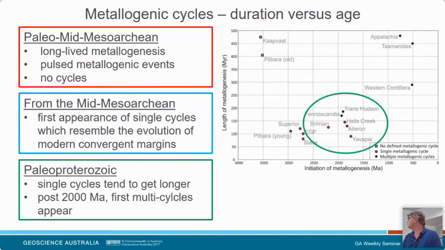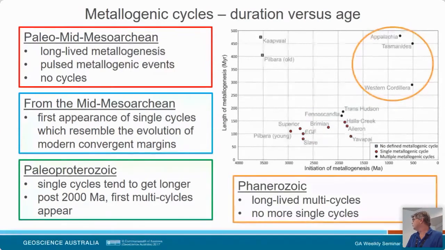If we go to the Paleo-Proterozoic, then it's largely similar to the Meso to Neo-Archean systems. We tend to have single cycles, but these single cycles tend to get longer. And after about 2 billion years, you start to see the first multi-cycle systems appear. So it's telling you something's changing in terms of whatever's controlling the metallogeny. And then finally, if we go to the Phanerozoic, we find long-lived multi-cycle histories, and we no longer have any single cycles. So again, something has changed.